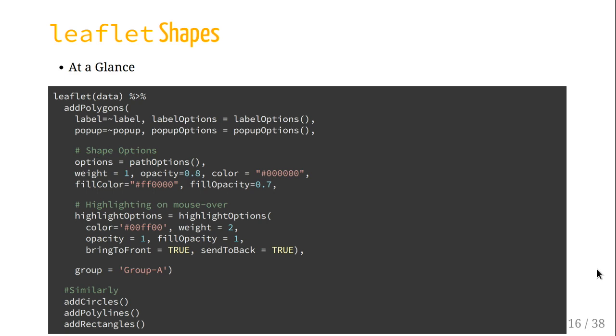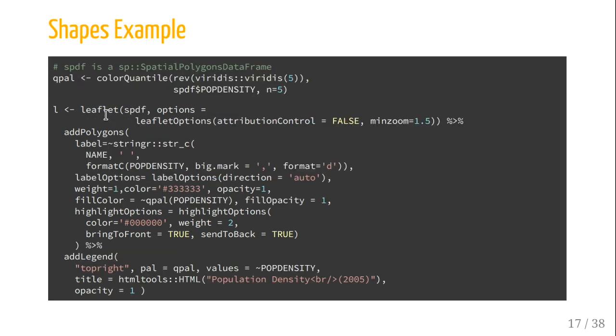Leaflet shapes have some other options compared to markers. The biggest one that you might be interested in will be the highlight option, so that when you are hovering over a shape, it changes its appearance so that you know that you are over that shape. You have options to add circles, add polygons, add rectangles, all these different methods. Basically all shape related options. So here's a quick shape example.